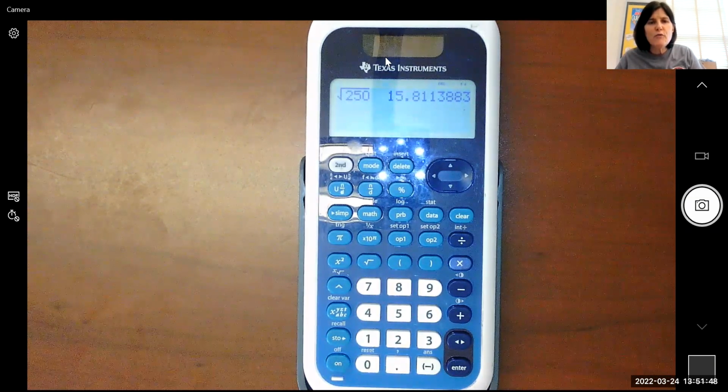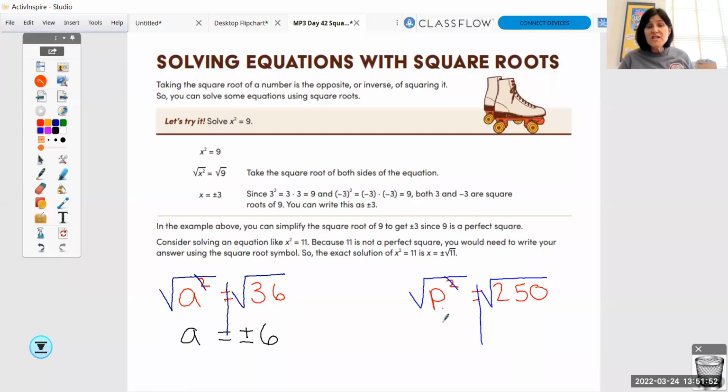So instead of writing that out, or instead of rounding our decimal, we're going to just leave our answer in what we call square root form or radical form. So we're going to say that p equals the square root of 250. We're just going to leave it like that because it's not a perfect square. And we just need to remember that it can always be a positive or negative.